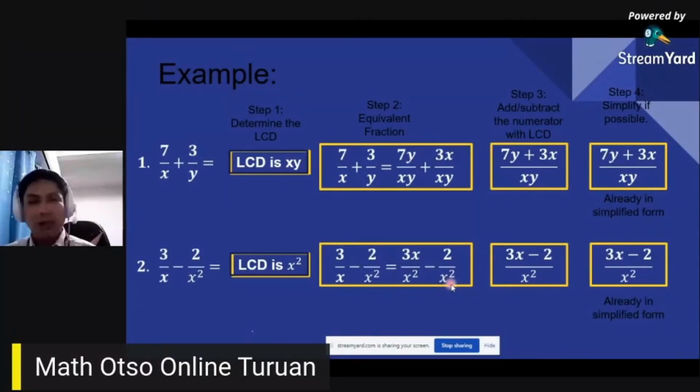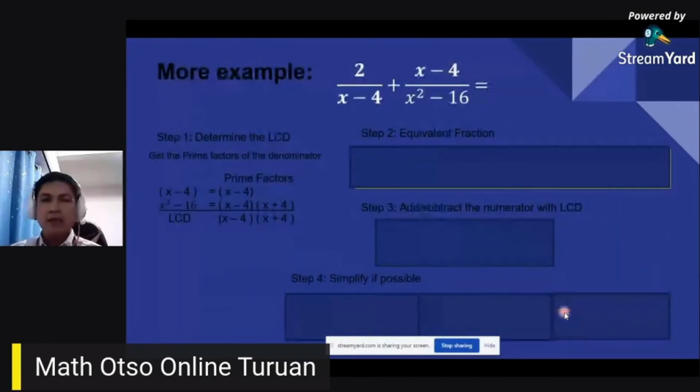At kung mapapansin nyo, they are now similar. So, rational with common denominator. Then, apply lang natin yung step sa pagsusubtract. Subtract natin ang numerator, 3x minus 2 all over x squared. And then, simplify if possible. At tanong, possible pa bang masimplify si 3x minus 2 over x squared? So, the answer is no. That is already in simplified form. Alright? Okay. So, let us have more example.